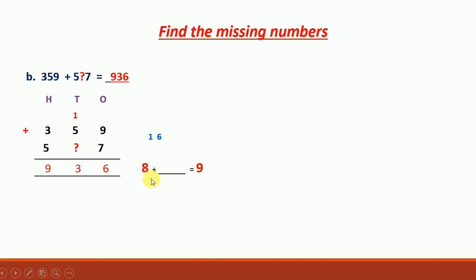Along with the 8, which number when you add will you get 9? Yes, 1. Okay. 1 when we add along with the 8, then we will get the answer 9. So there is a carryover in the hundreds place from the tens. Okay, so now you add the hundreds place: 1 plus 3, 4. 4 plus 5, 9. Your hundreds place answer is correct, isn't it?